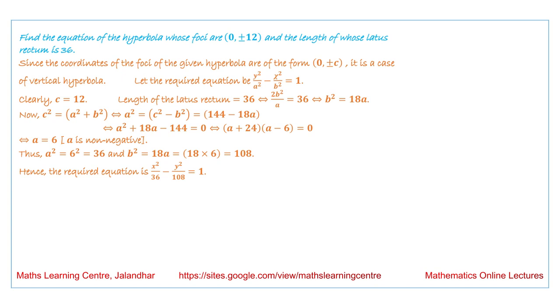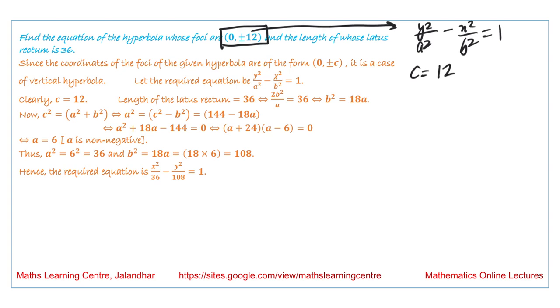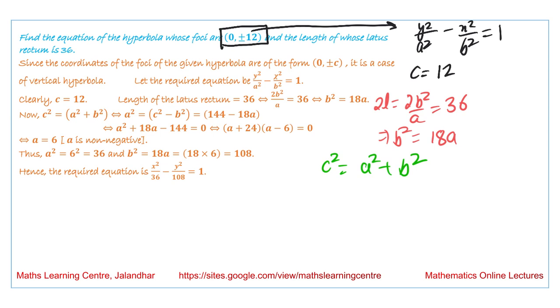Next is: find the equation of the hyperbola whose foci are (0, ±12). So it is a vertical hyperbola. The equation is y square over a square minus x square over b square is equal to 1. The focus is given, so c is equal to 12, and the length of the latus rectum, that is 2l equal to 2b square over a, is given to be equal to 36. So this implies that b square is equal to 18a, and we know the relation between c square, a square and b square. Now the value of c square is 144, that is equal to a square plus 18a, since the value of b square is 18a.